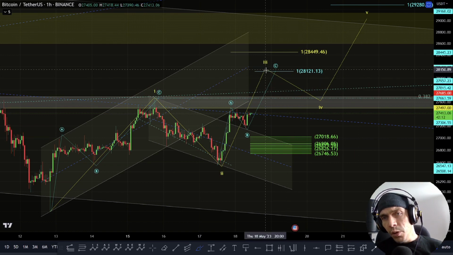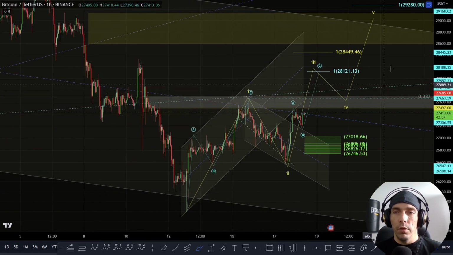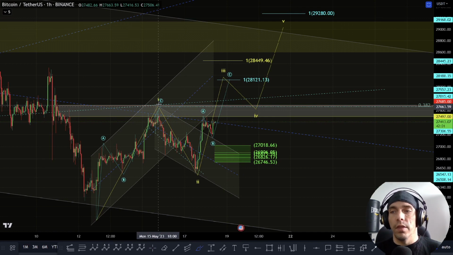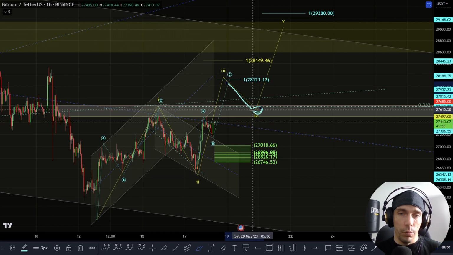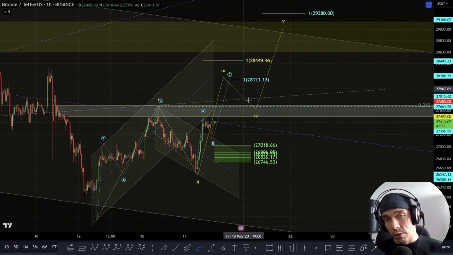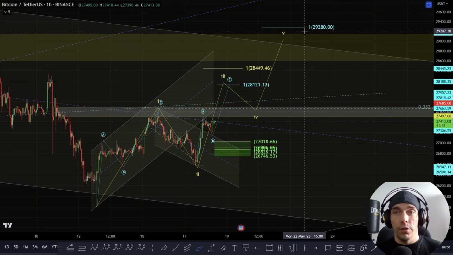Now, if we do get this move up here into this 28,121, what we'd be looking for then is basically coming back down and crossing this wave 1 high. So this wave 1 high is here at this 27,663. We would have to have a cross with this wave 4 for this to be valid as a diagonal. So I've done this just based off a small cross here.